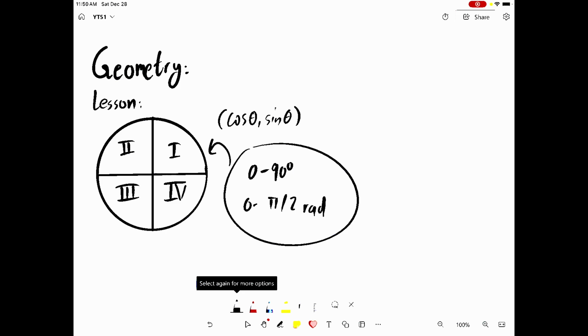Now, you can say cosine theta is kind of like x and sine theta is kind of like y. In the first quadrant, both of them are positive. In the second quadrant, cosine theta is negative and sine theta is positive, kind of like what happens with x and y in the second quadrant. In the third quadrant, both of them are negative.